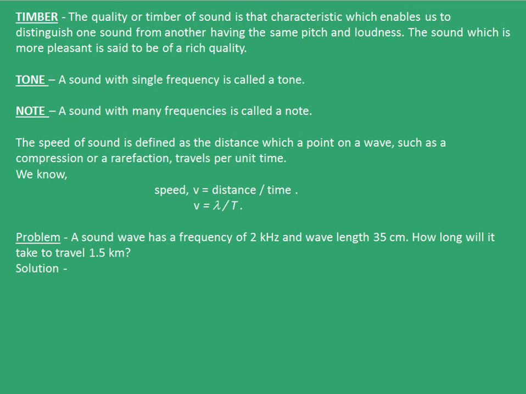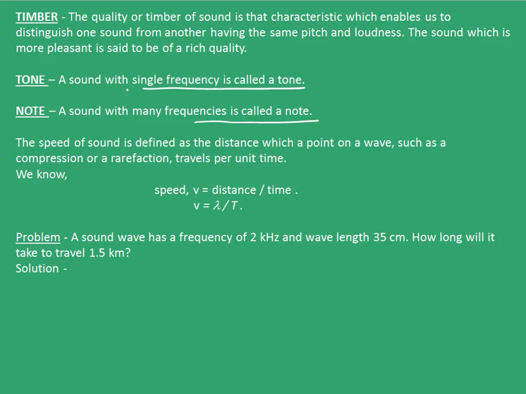Now let's move on to the term timbre. The quality or the timbre of sound is that characteristic which enables us to distinguish one sound from another having the same pitch and loudness. The sound which is more pleasant is said to be of rich quality. Tone. A sound with single frequency is called a tone. Note. A sound with many frequencies is called a note.